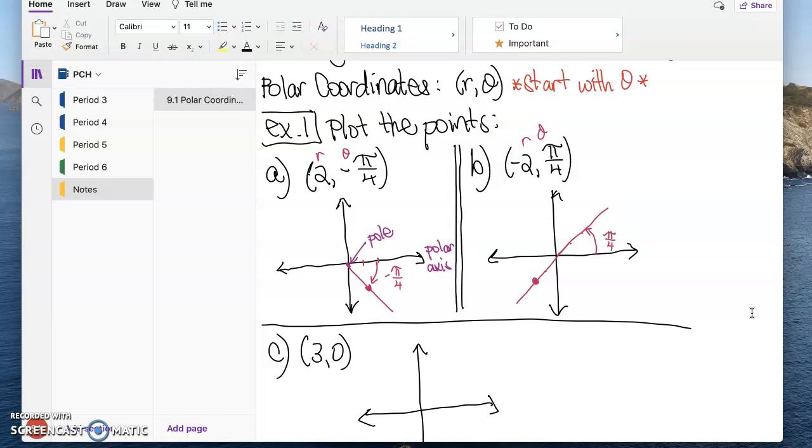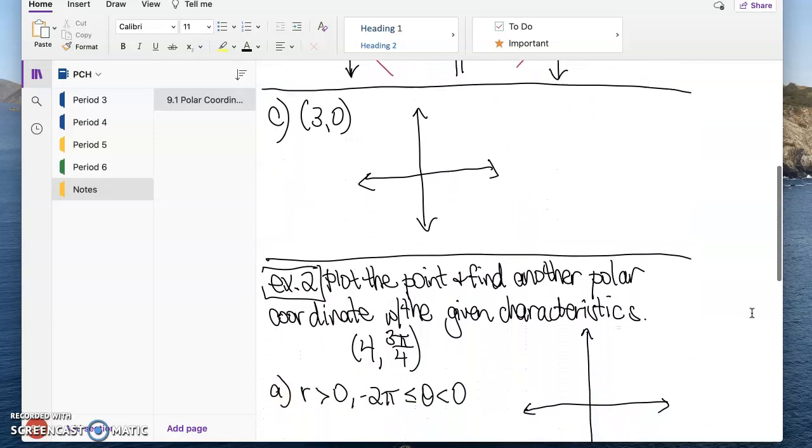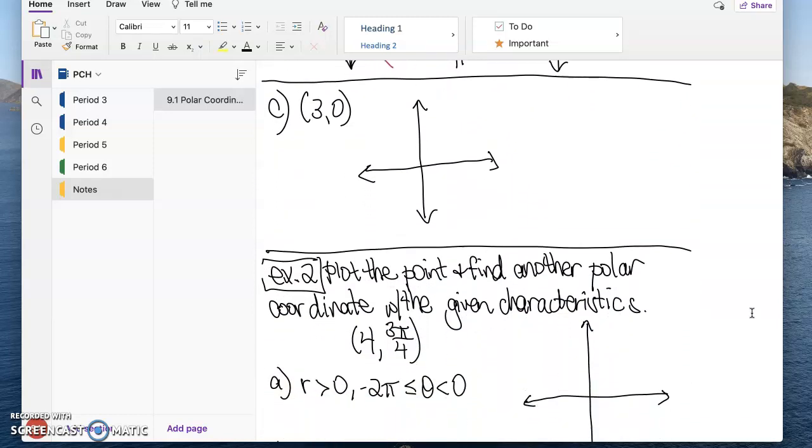Okay, let's do one more. So 3 comma 0. So 0 looks like an XY, but it's not an XY, it's an R theta, okay? So we rotate 0, that means we're right here. And then we count out 1, 2, 3, and that ordered pair is R 3 comma 0. And you're like, well, that's exactly the same as 3 comma 0 in the XY plane. And we'll talk about that as we get further into the chapter, okay?